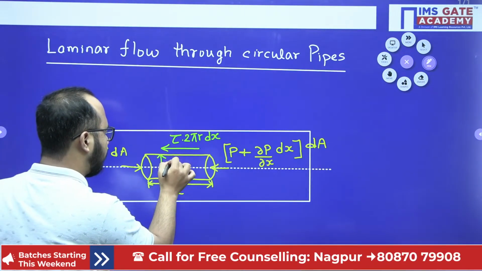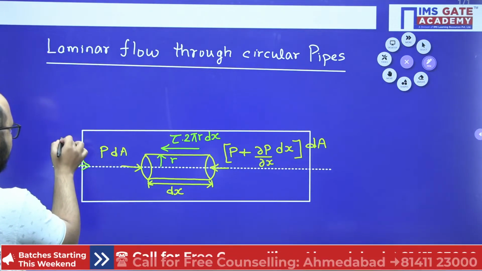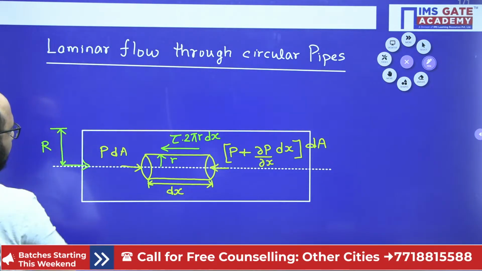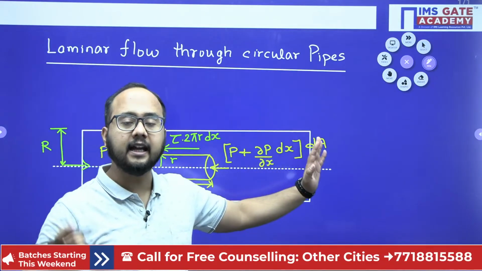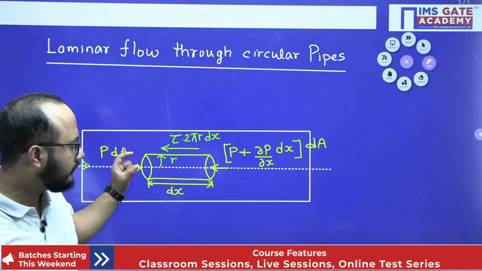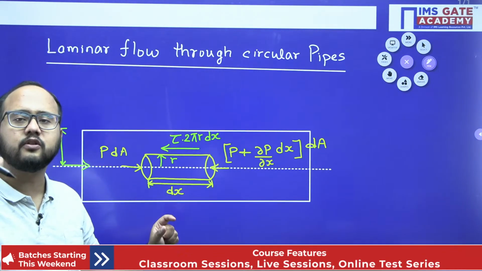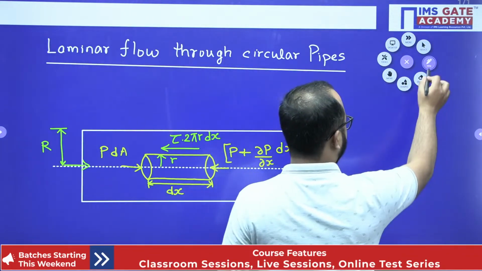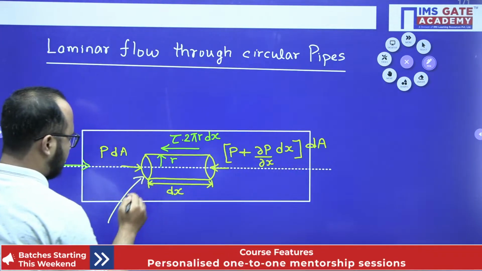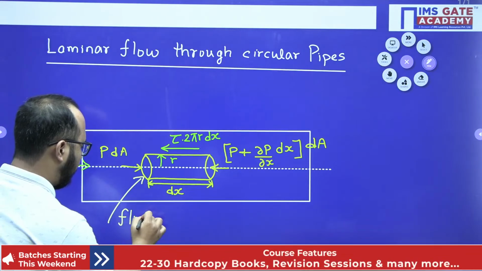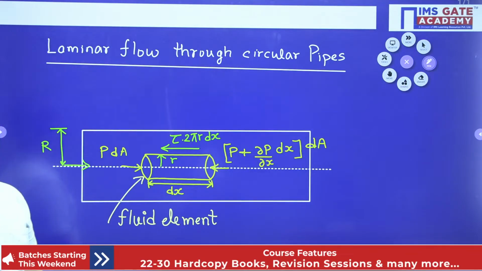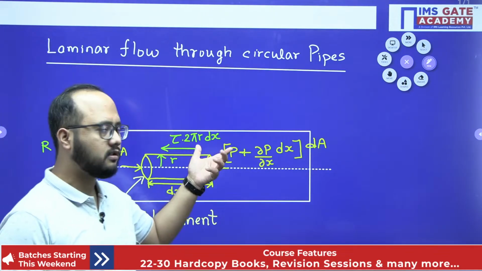So let's suppose the radius of the fluid element is small r, but if I have to take the complete radius, it will be capital R. So the fluid flowing in a circular pipe, that pipe radius will be capital R, but whatever fluid element I am taking has a radius of small r. This much information should be clear, right? So this is the fluid element, right? So pressure forces we have seen, the shear forces we have seen.